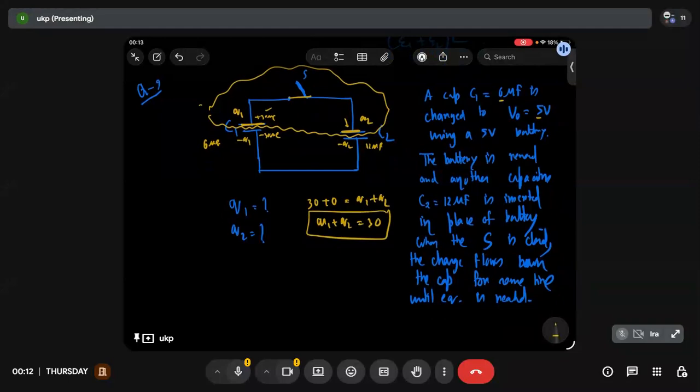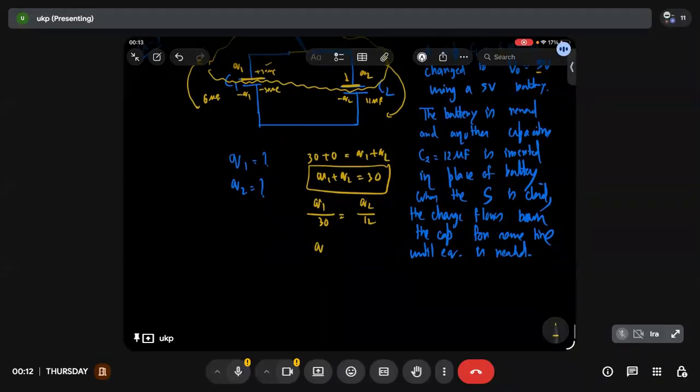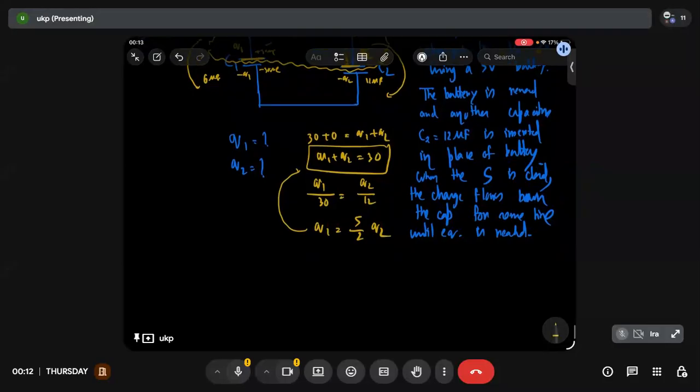This one and this one are connected in parallel. Can I directly write that as they are in parallel, they will have the same potential difference across them? What is the potential difference across this capacitor? Q1 by 30. What is the potential difference across the other capacitor? Sir, it will be Q2 upon 12. Yes or no? So Q1 is coming out to be equal to 5 by 2 times Q2. Yes or no? Good. So in place of Q1, you just substitute with Q2, so 5 by 2 Q2.